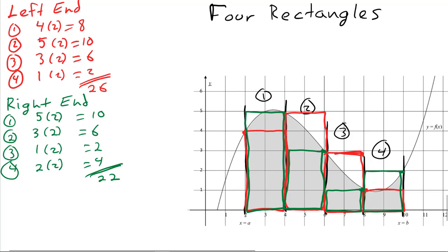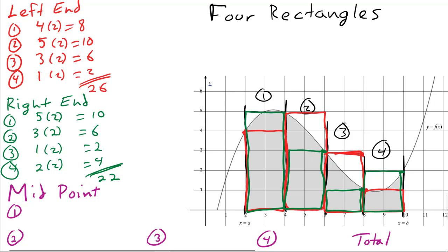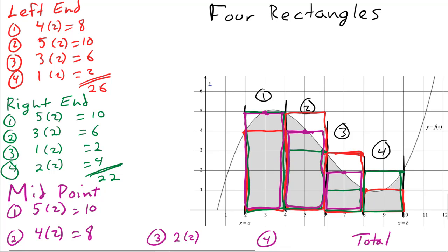And finally, for the midpoints, we have to find the middle of each of the intervals. The first interval goes from x equals 2 to x equals 4, so the middle is 3. And we find the height of the function at an x of 3, it's about 5. And then we do that for the second one. The middle is at x equals 5, and the height's about 4. The third one, the middle is at x equals 7, and the height's about 2. And the last one, the middle of the interval is at x equals 9 and the height's about 1. And that makes our midpoint estimate a total of 24.